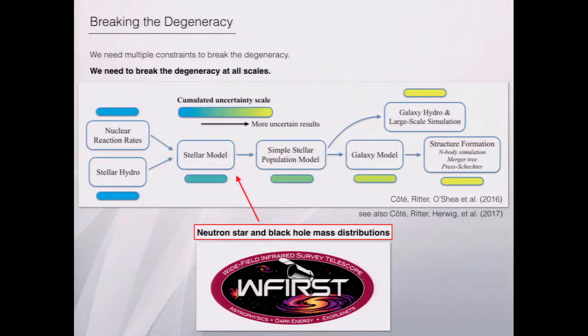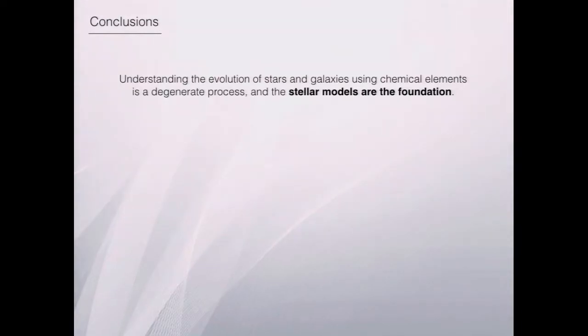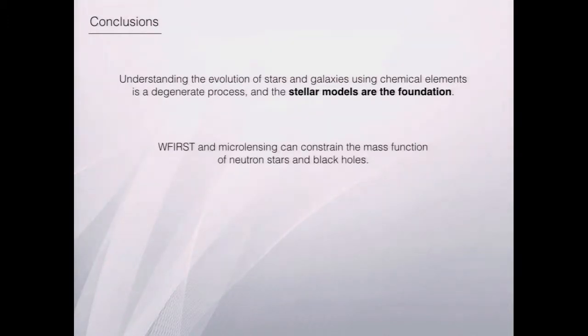And as you can see from this plot, everything that is happening in the world of galaxy evolution and the evolution of the elements sits on stellar models. So that is quite the foundation. Okay, so as a conclusion, if we want to understand stars, galaxies, and how they evolve, we of course need to break the degeneracy, and the stellar models, as I said, are clearly the foundation. Microlensing can help in deriving this mass function that is currently missing.